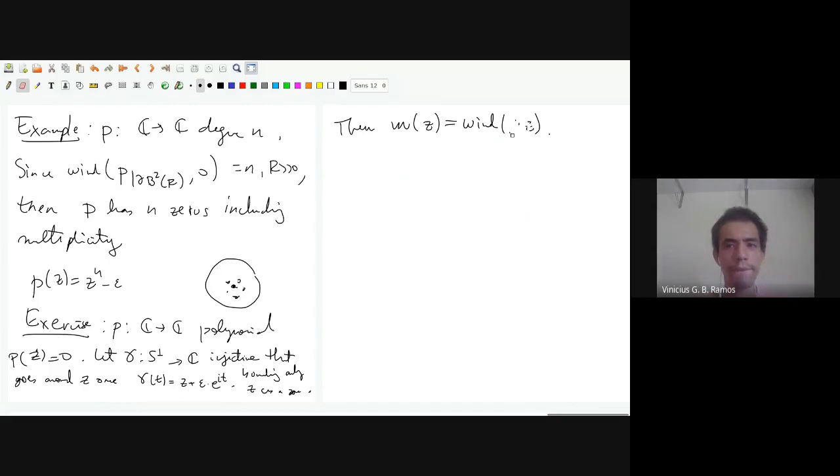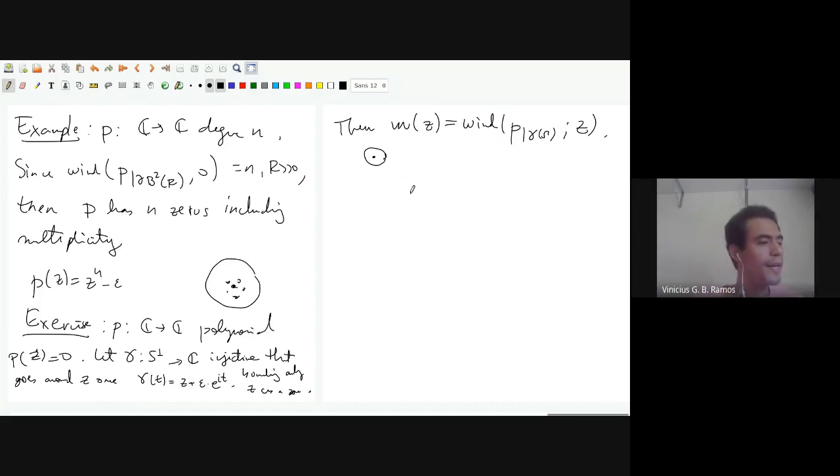Sorry. The winding number of P restricted to gamma of S1. Yeah. The winding number of gamma with respect to z is going to be 1. It's just a curve that goes around z. Yeah. Thank you. Okay. Any other questions?